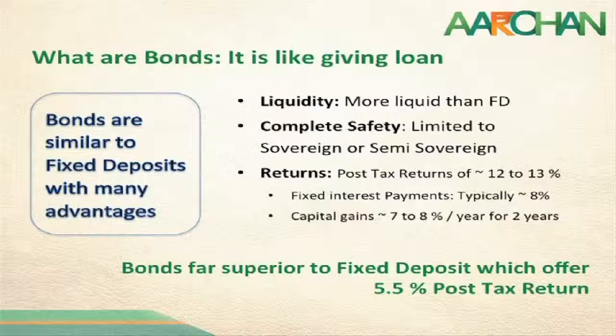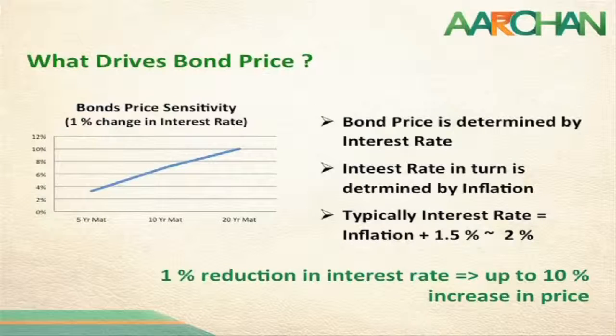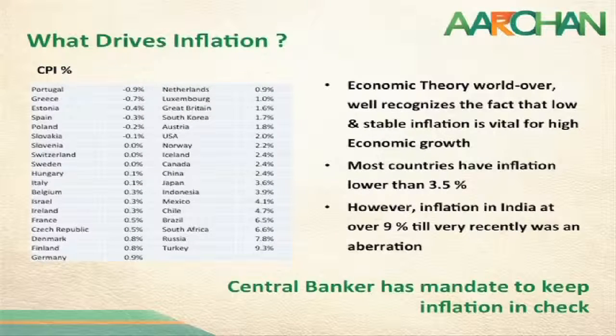Now, to understand this second dimension of capital gains or loss, we need to understand in the next slide what drives the bond price. Bond prices are essentially determined by interest rate, inversely correlated, right? A typical thumb rule is that a 1% reduction in interest rate can give up to 10% increase in prices for longer duration bonds. Interest rate in turn is determined by inflation, right? Typically, an interest rate would be 1.5 to 2% above inflation.